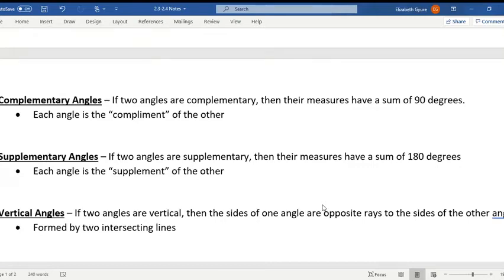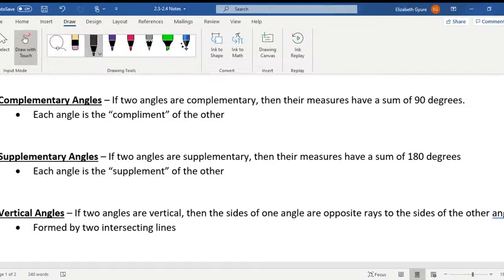All right, so for this video, we're moving on to 2.4, which is special pairs of angles. If you'd like to follow along in your textbook, this starts on page 50.